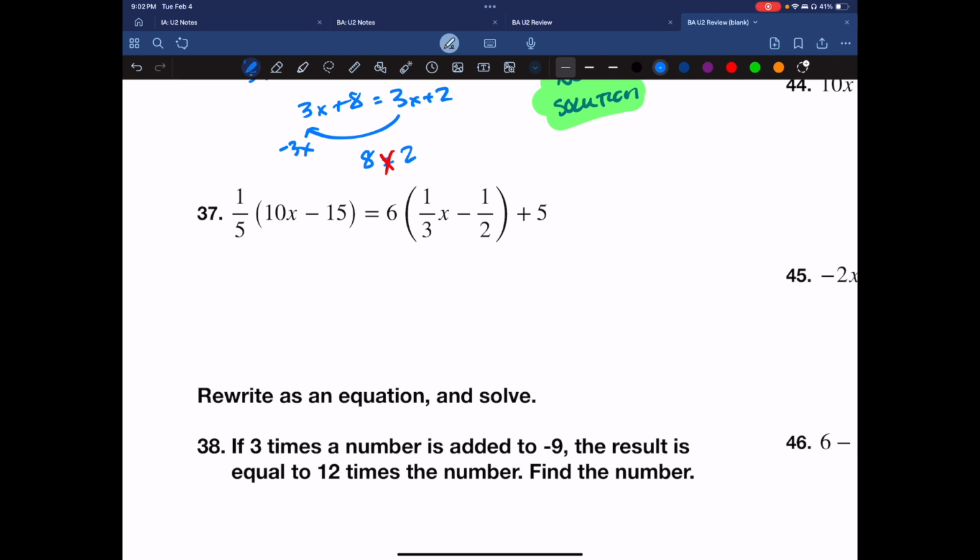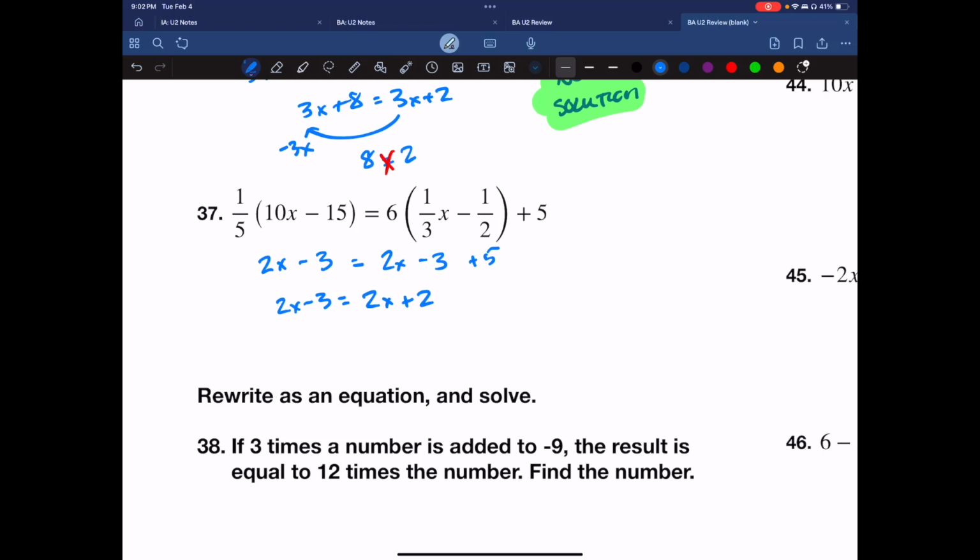So what is 1/5 of 10? 5 goes into 10 how many times? 2. That's 2x. 5 goes into 15 how many times? 3. So that's 3. 3 goes into 6 how many times? 2. 2 times 1 is 2x, right? 2 goes into 6 3 times. So 3 times 1 is 3. And then you have the plus 5.